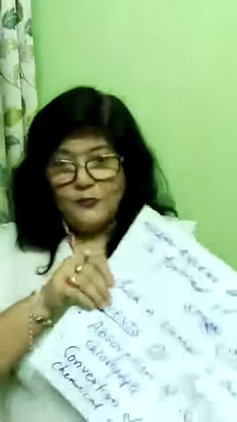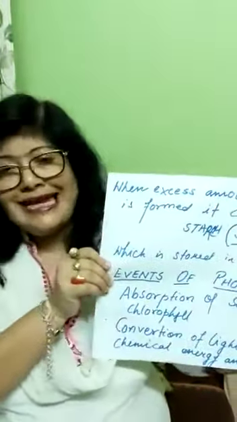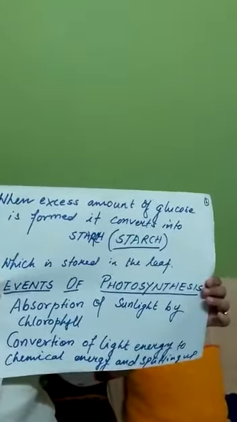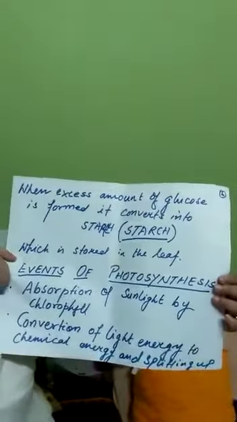Now, when excess glucose is formed, what happens to that? It gets converted into starch, S-T-A-R-C-H, which is stored in the leaf.